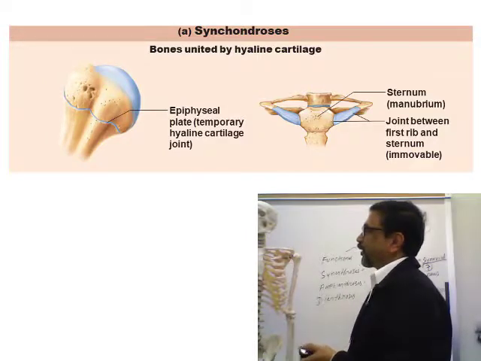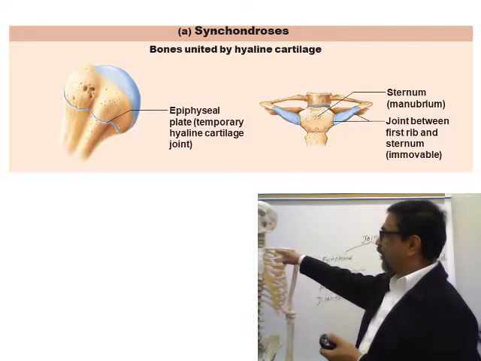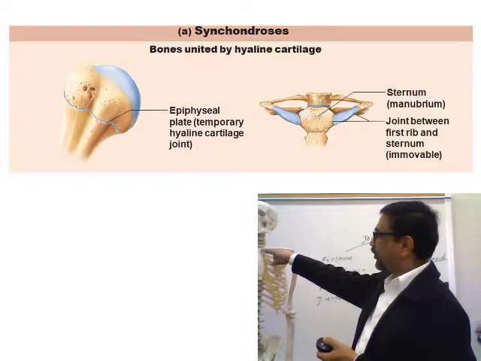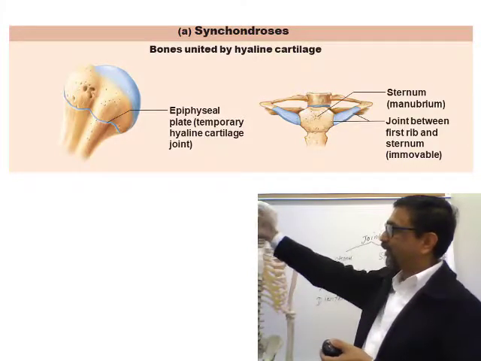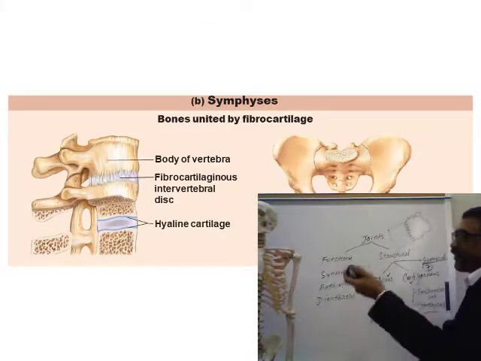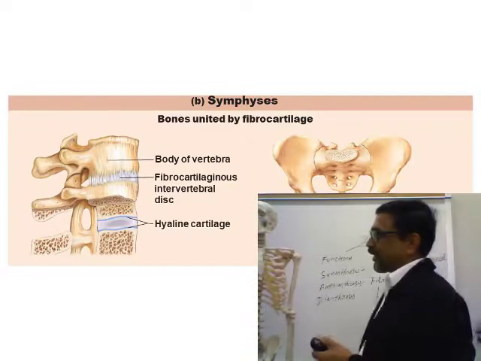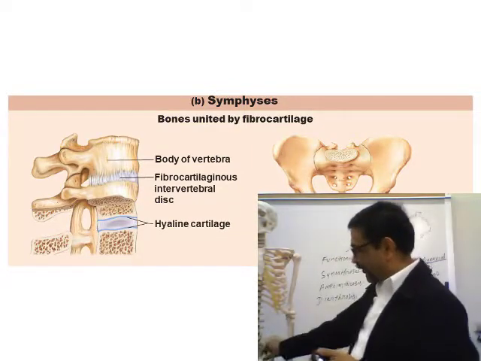So here you see, I gave you the example of first rib attached to the sternum by hyaline cartilage. So this is an example of synchondrosis. Here you see intervertebral discs and pubic symphysis.